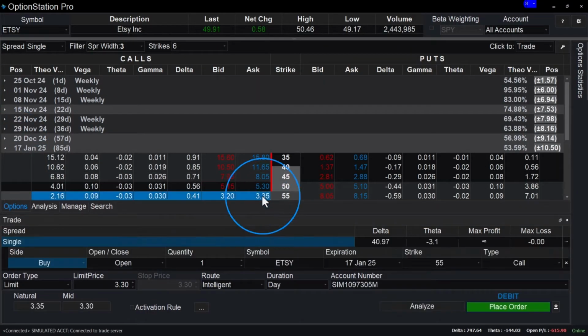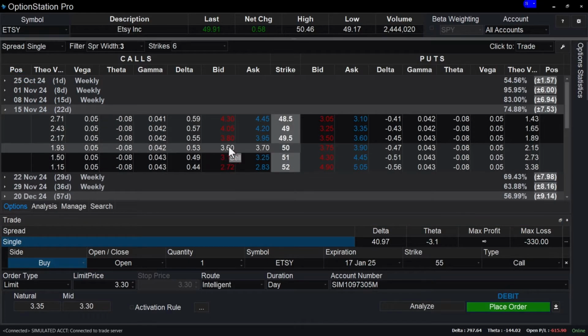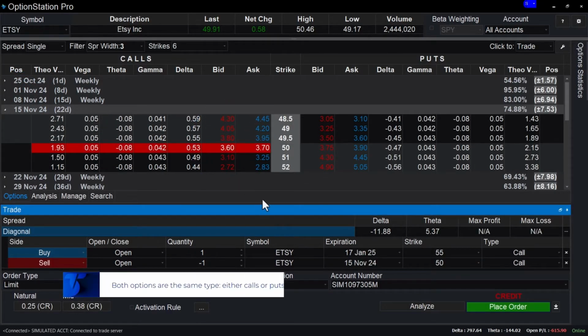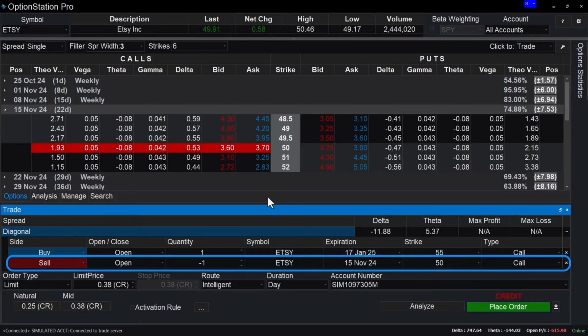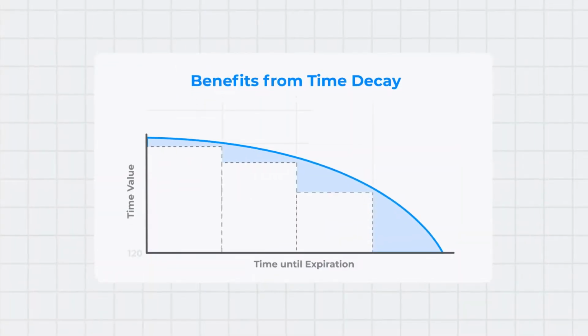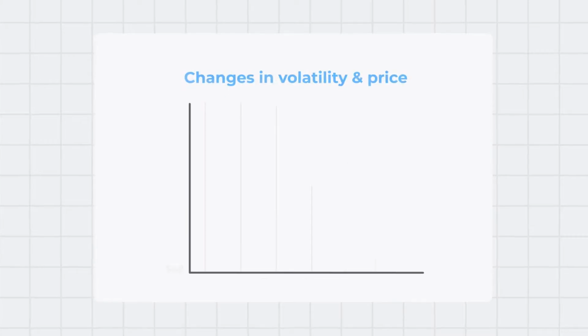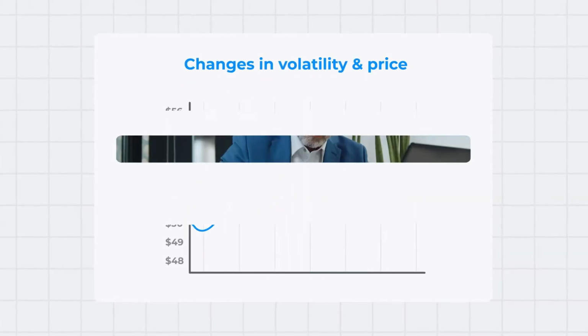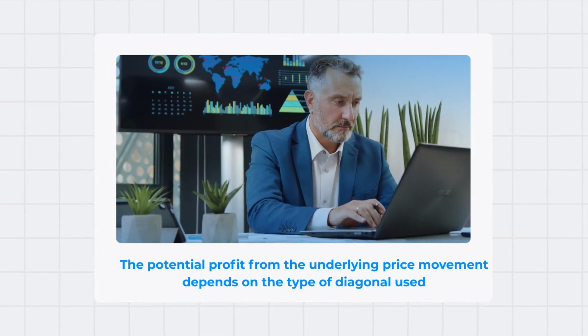A trader buys a long-term option and pays a premium, then sells an option that expires sooner. Both options are the same type, either calls or puts. This strategy involves using different expiration dates and strike prices. In short, you pick a long-term option that is different from the short-term one, making it diagonal. Diagonals can be used to potentially benefit from time decay and changes in volatility and price. The potential profit from the underlying price movement depends on the type of diagonal used.